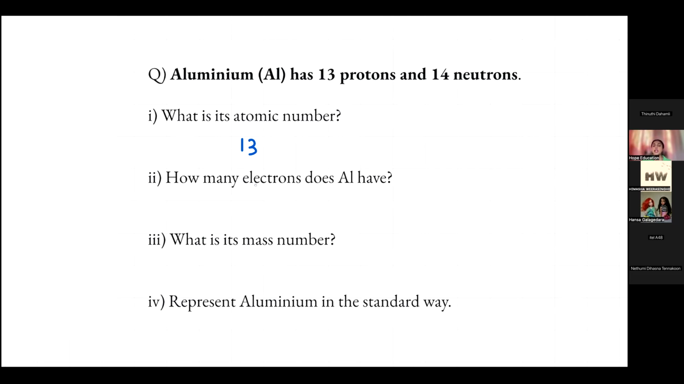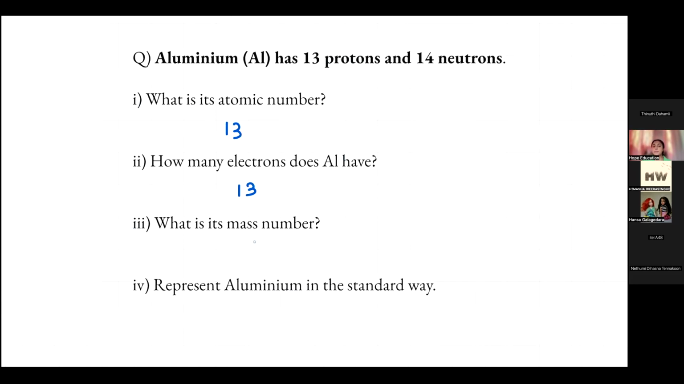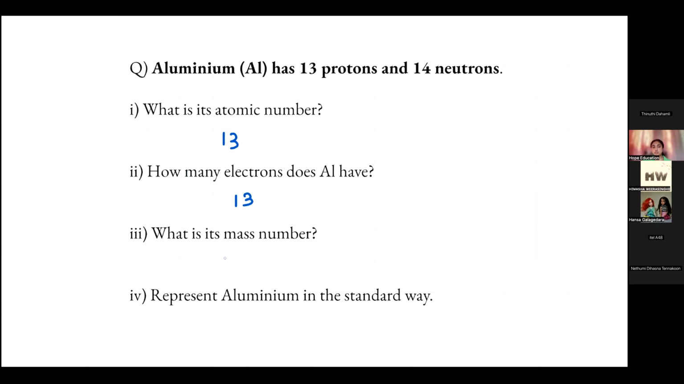How many electrons does aluminium have? Here aluminium has no charge, it's just Al. It isn't Al plus or Al2 plus, there is no charge. Since there is no charge, we know electrons is equal to protons. Since it has 13 protons, it also has 13 electrons. Then mass number. We know mass number is protons plus neutrons. So protons is 13, neutrons is 14. So the mass number is 27.